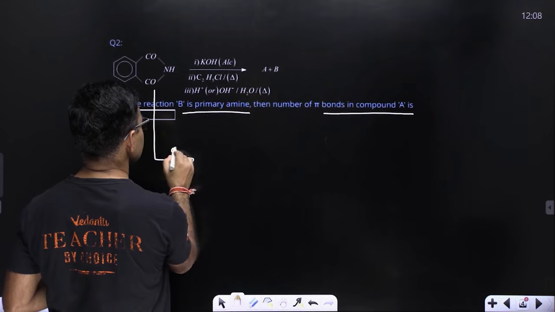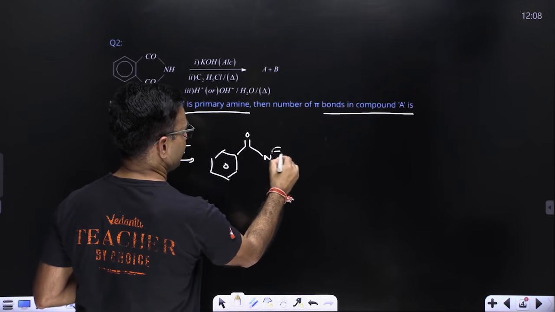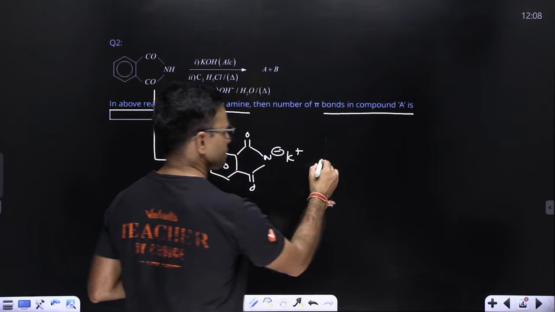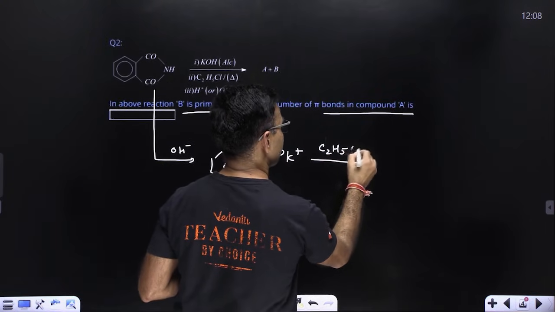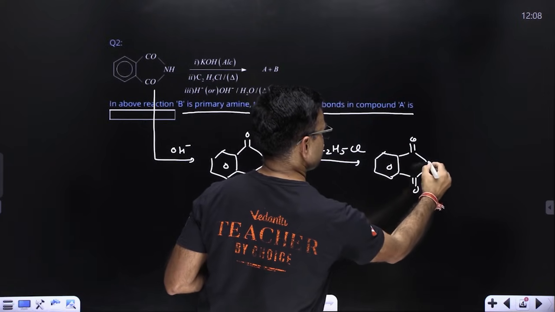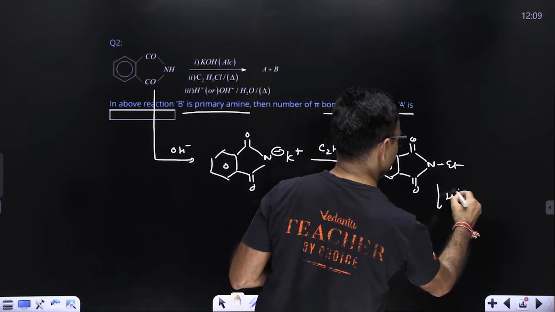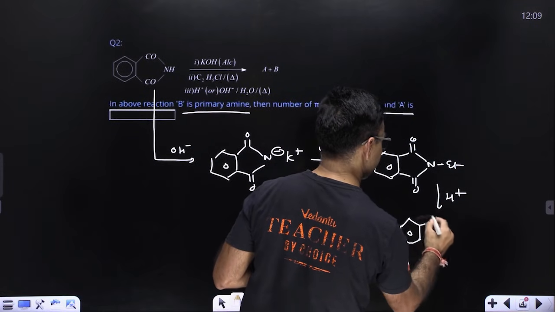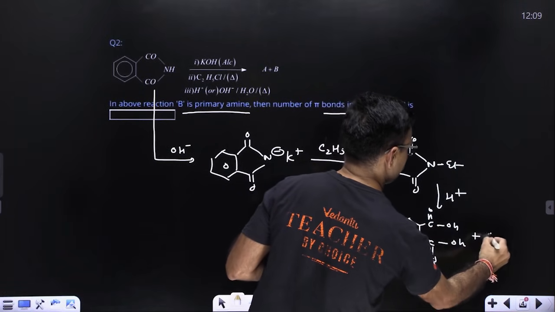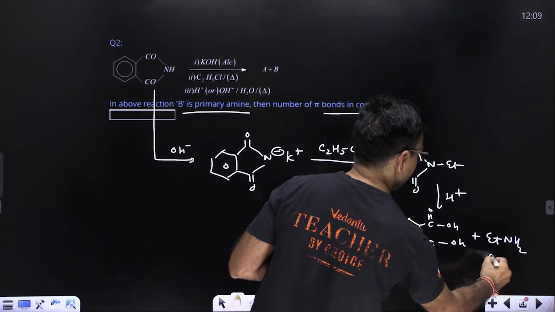If I react it with KOH, this will be the conjugate base of phthalimide, N minus, and K plus, right? Next step we have taken C2H5Cl, which is actually showing a nucleophilic substitution reaction. This product is going to be formed, and once we hydrolyze with H plus, we are going to get phthalic acid plus EtNH2, right? So one product is your A and one product is your B.